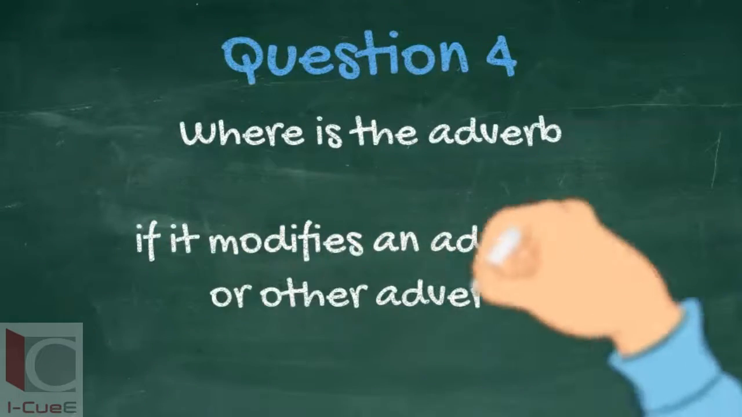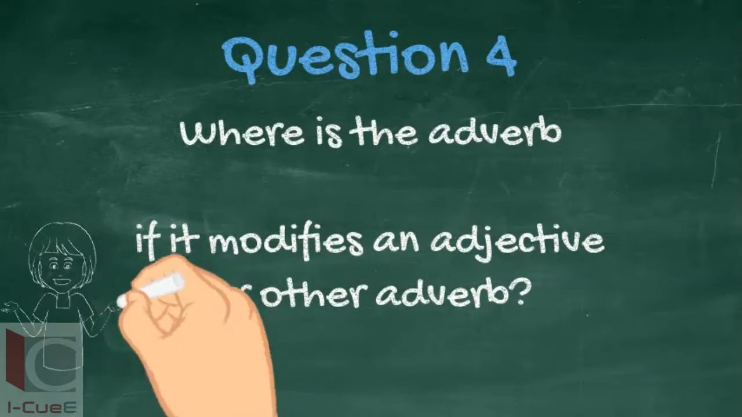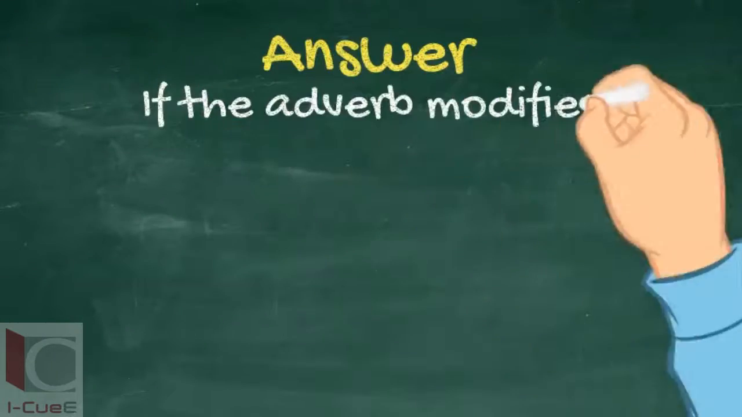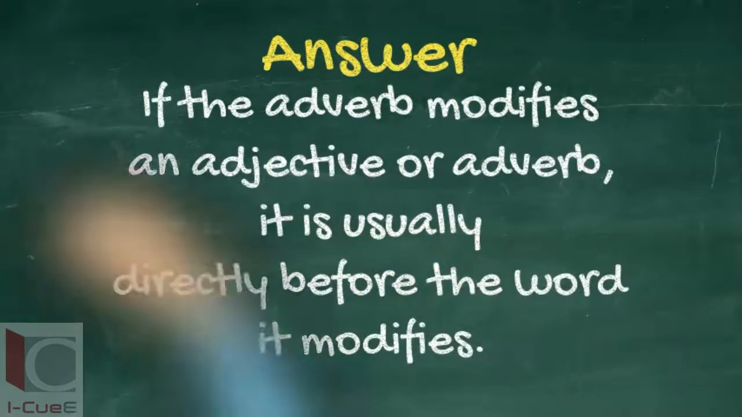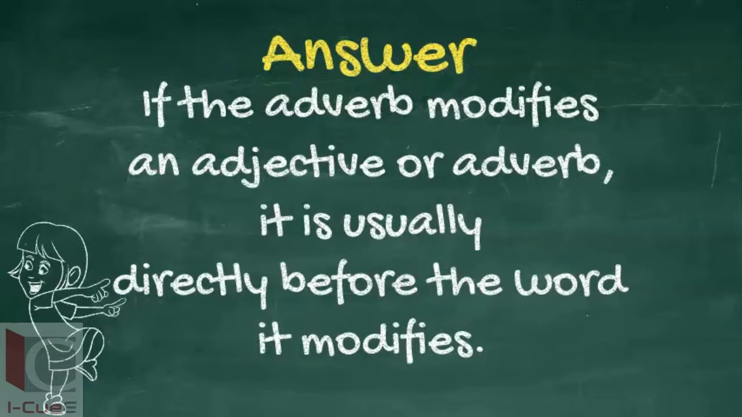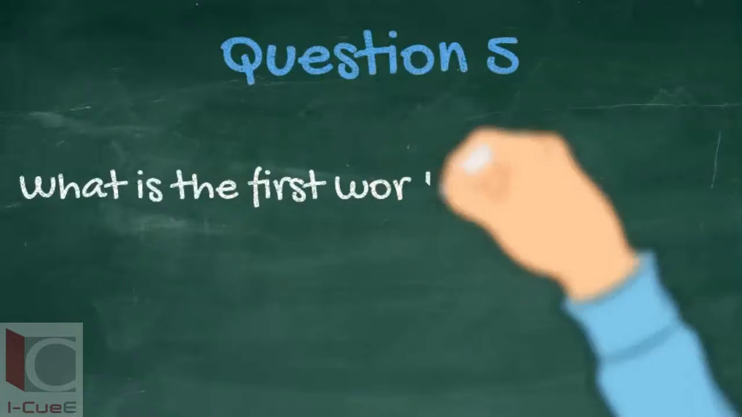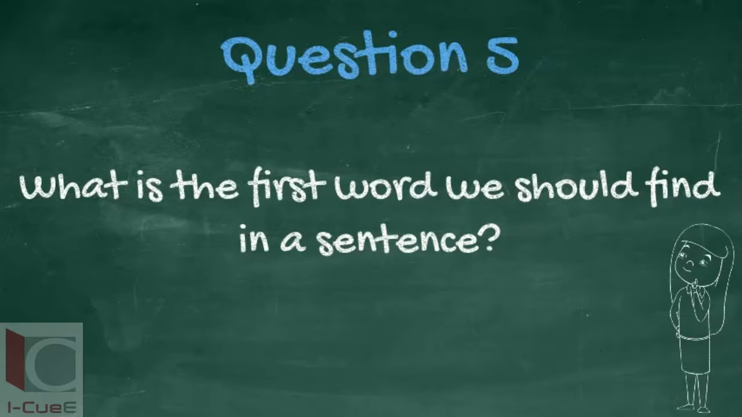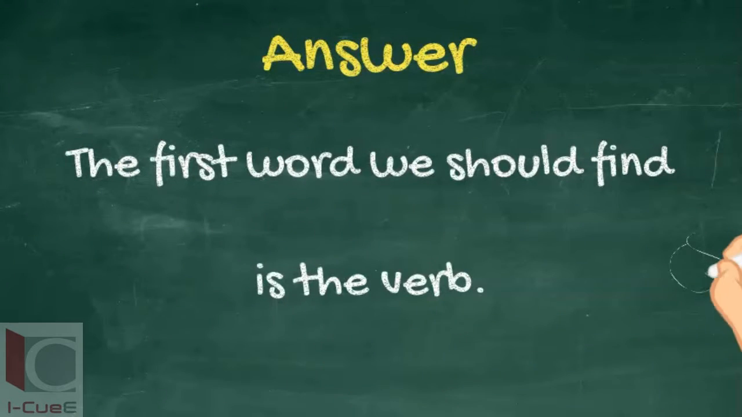Where is the adverb if it modifies an adjective or other adverb? If the adverb modifies an adjective or adverb, it is usually directly before the word it modifies. What is the first word we should find in a sentence? The first word we should find is the verb.